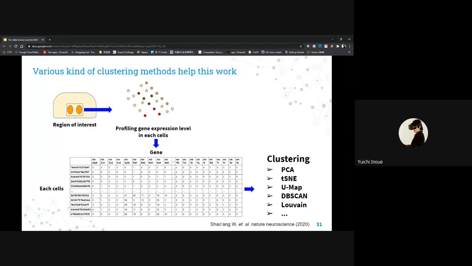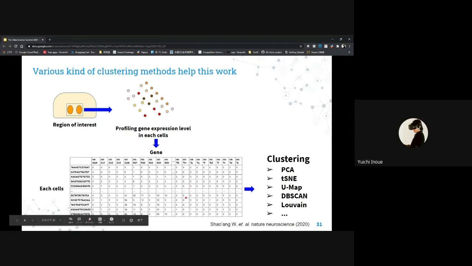As I mentioned earlier, the authors took a region of interest, dissected it into single cells, and looked at the level of expression in each cell, that is, each cell's gene information. This gives us gene expression data at the single-cell level like this.